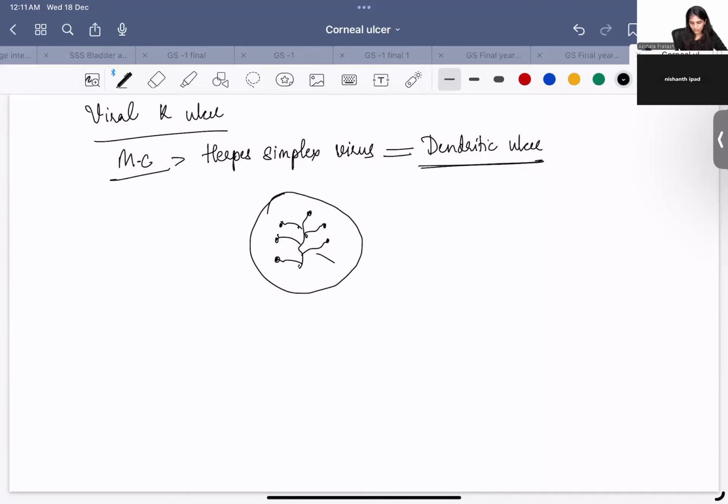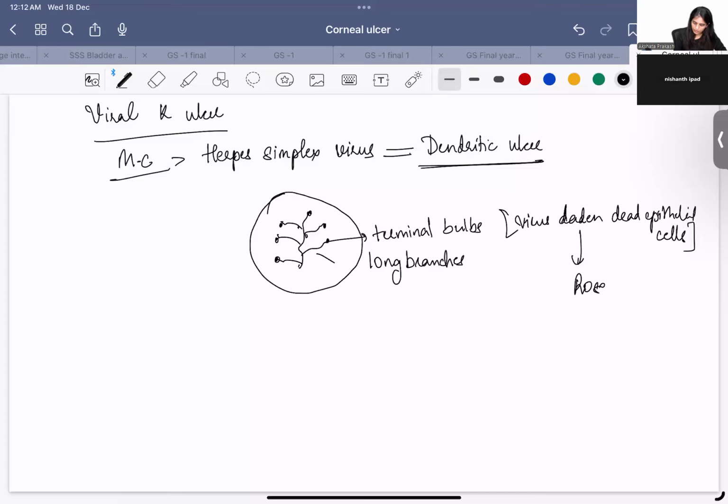That they are long. Again, I'm going to repeat. They are long branches. They have terminal bulbs. What are these terminal bulbs? Terminal bulbs are nothing but your virus-laden dead epithelial cells. So they have virus inside them, but they are dead epithelial cells, corneal epithelial cells. They take up rose Bengal stain.